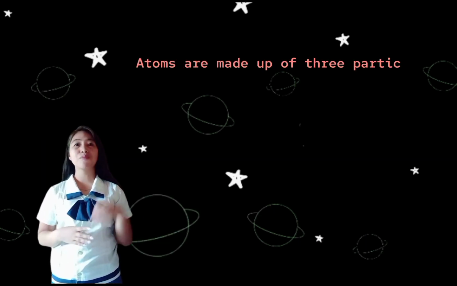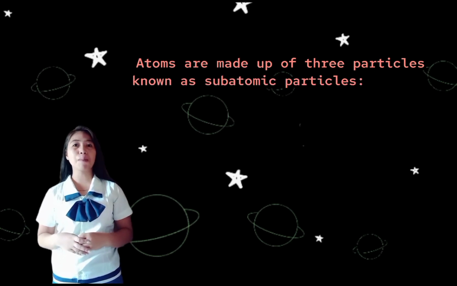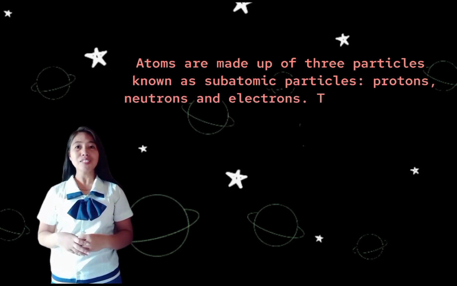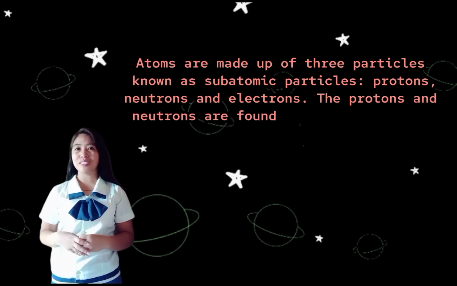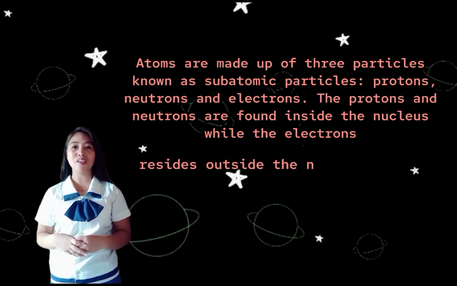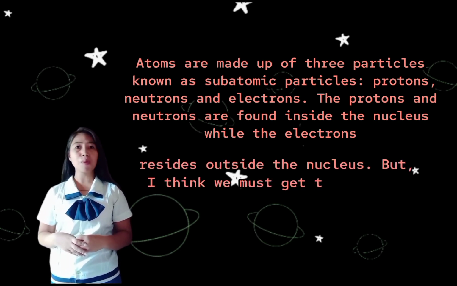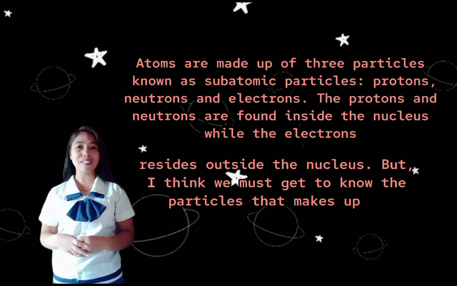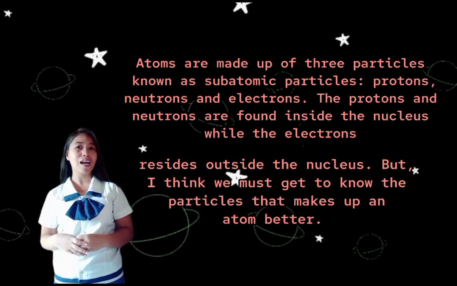Atoms are made up of three particles known as subatomic particles: protons, neutrons, and electrons. The protons and neutrons are found inside the nucleus while the electrons reside outside the nucleus. But I think we must get to know the particles that make up an atom better. So Alkena, please take over.